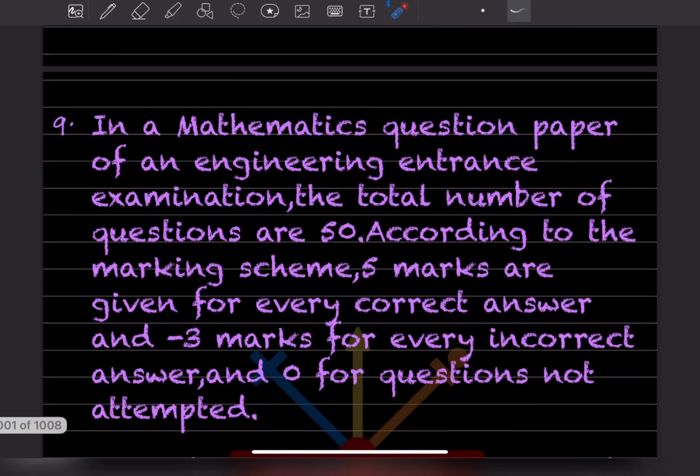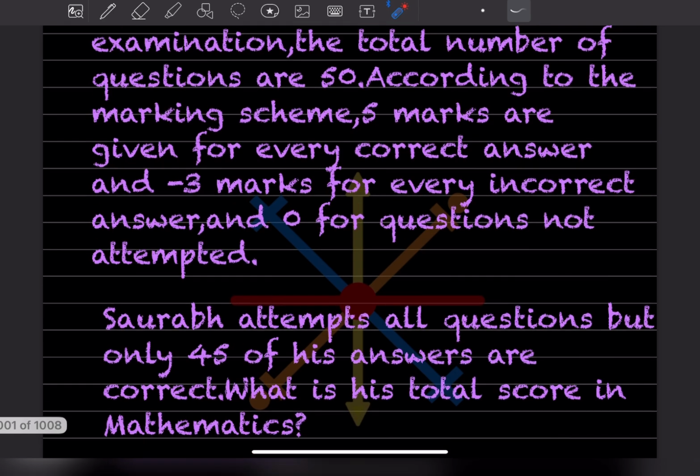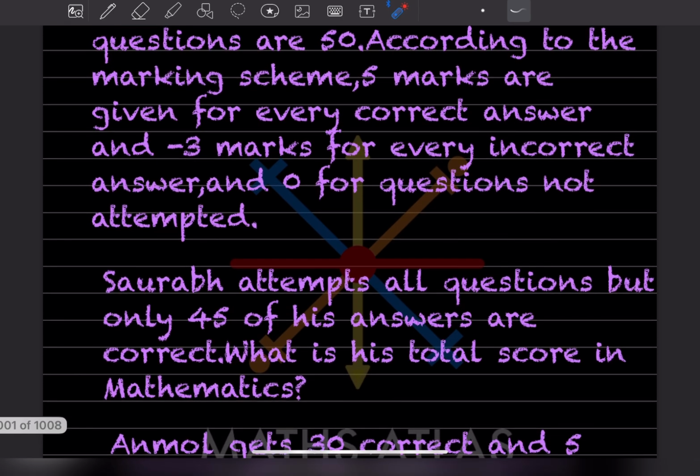In a mathematics question paper of an engineering entrance examination, the total number of questions is 50. According to the marking scheme, 5 marks are given for every correct answer, minus 3 marks for every incorrect answer, and 0 for questions not attempted. Saurabh attempts all questions.